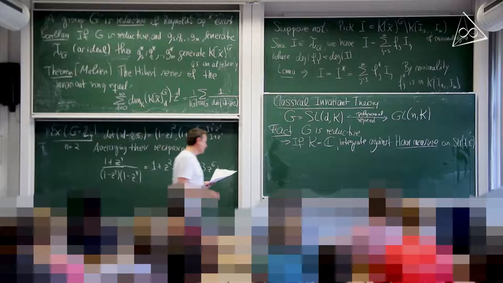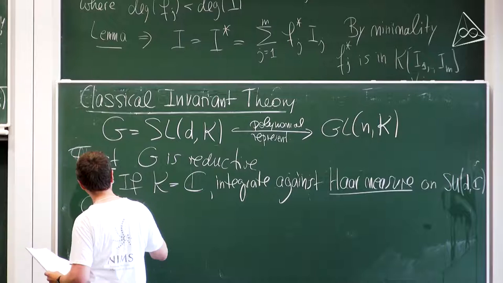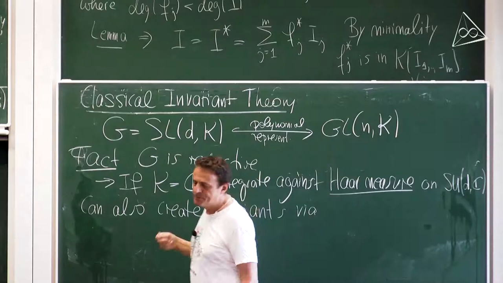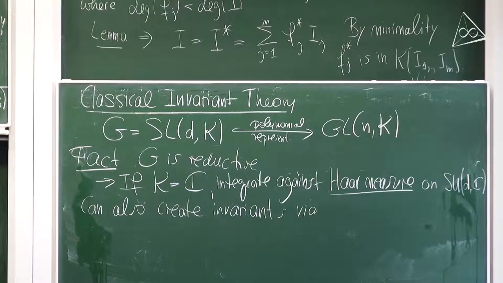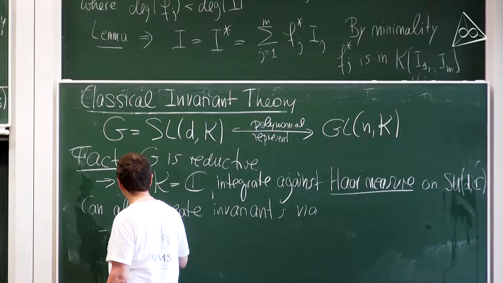Now, what else can you do? This, in principle, can be used to create invariants, but it's a very good theoretical tool, and it's not so easy to do these integrals. Anyway, it's not so easy for me to do these integrals. So other things you can do is replace integration by differentiation. There's something called Cayley's omega process, by Arthur Cayley.